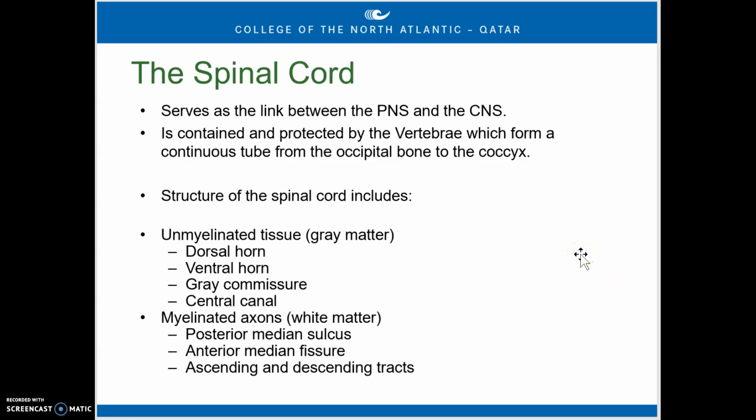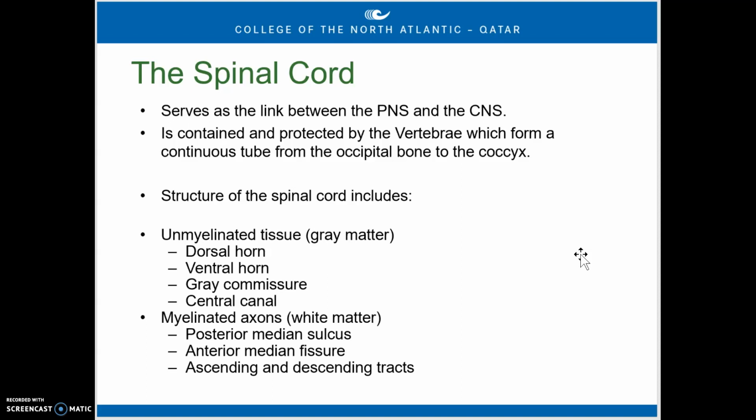Now, we'll have a quick chat about the spinal cord before we move into the anatomy of the brain. So the spinal cord is the main link between the peripheral nervous system and the central nervous system. There's only a few nerves that connect directly to the cranium. Most of the nerves connect to the spinal cord.